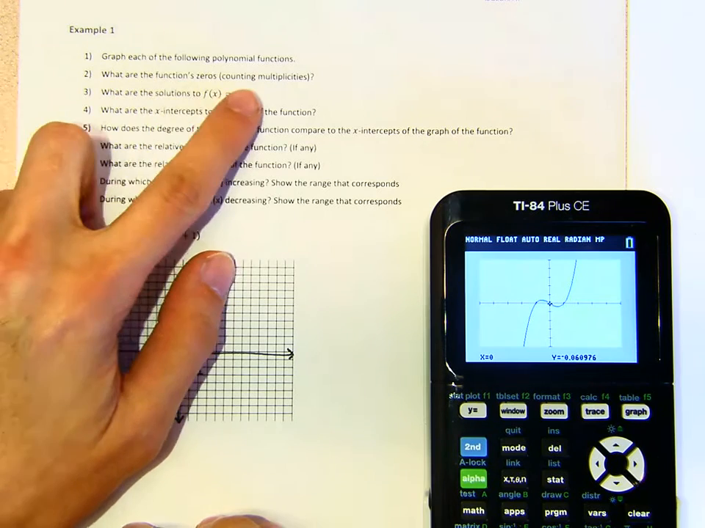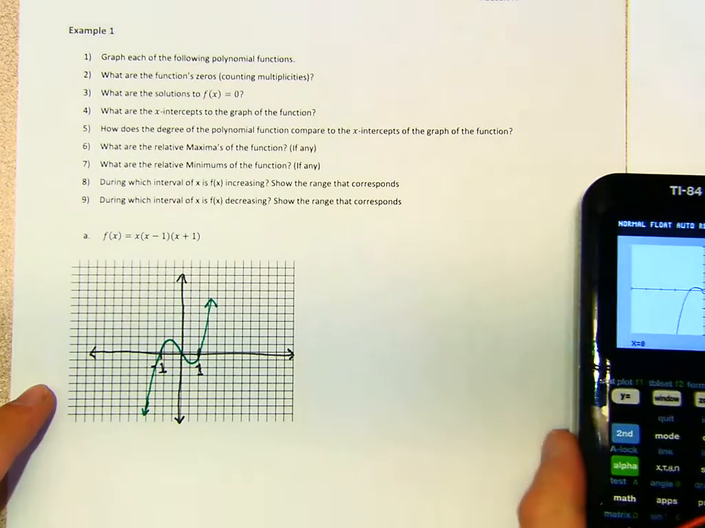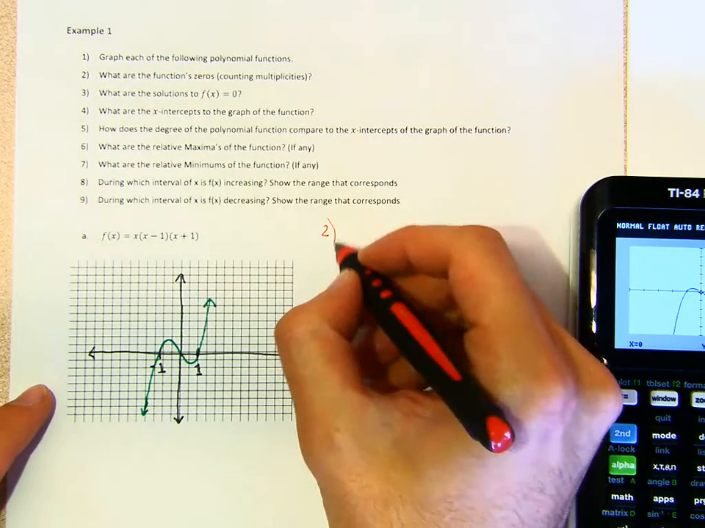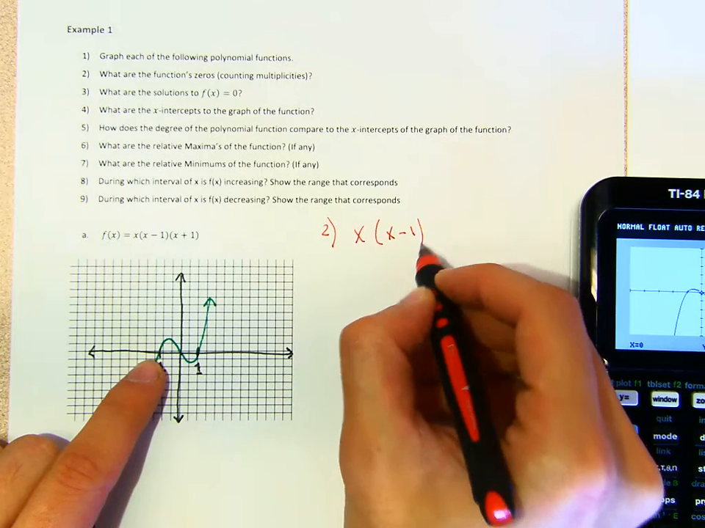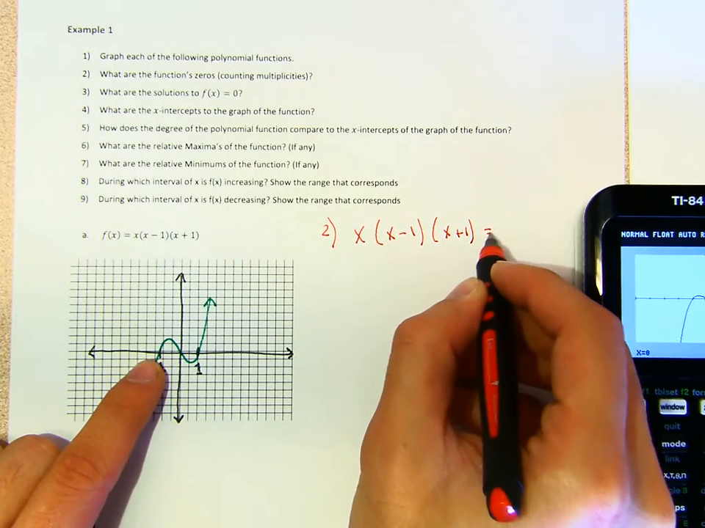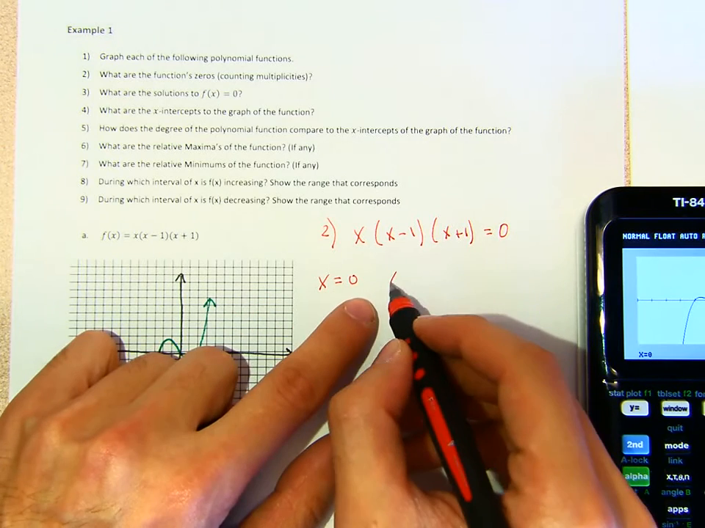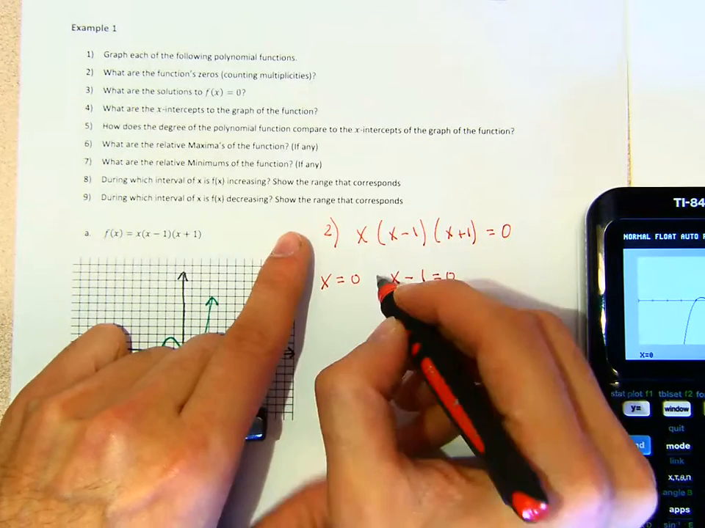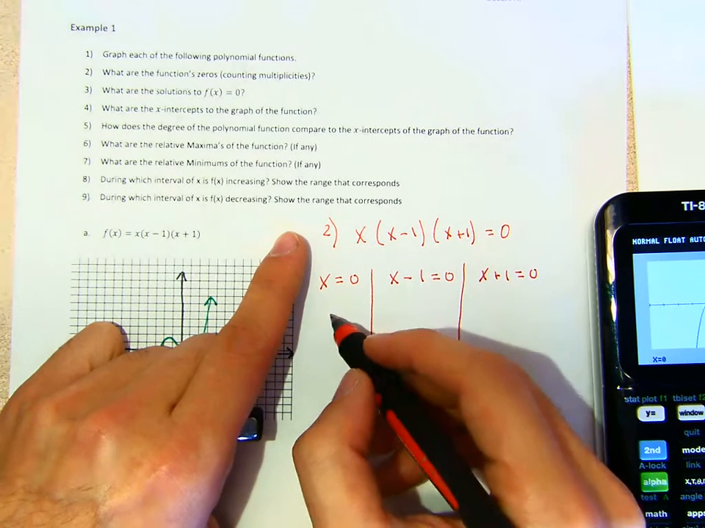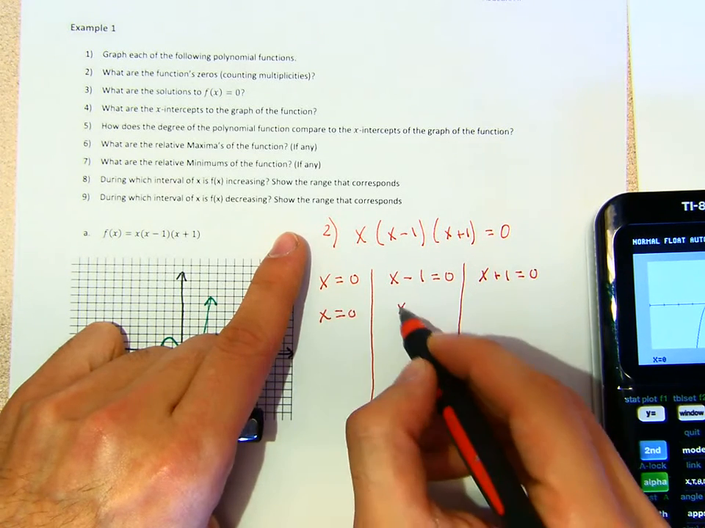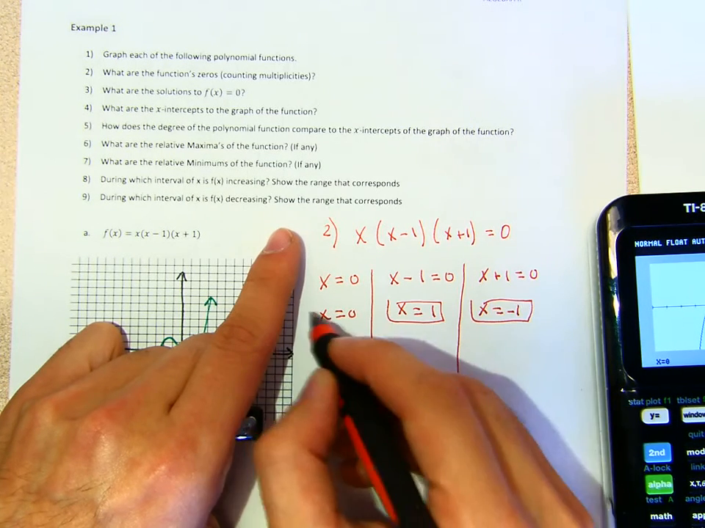Let's look at the next part. What are the function zeros counting multiplicities? So we know that here, what are the zeros? So if I were to have like answer choice 2 here, if I have x times x minus 1 times x plus 1, it's pretty straightforward. What are my zeros? We know the first zero is 0. We know the next zero, if x minus 1 equals 0. And then what are we going to do next? We're going to do x plus 1 equals 0. So we just know that the zeros are x equals 0, x equals 1, x equals -1. Okay? So we're done with part 2.